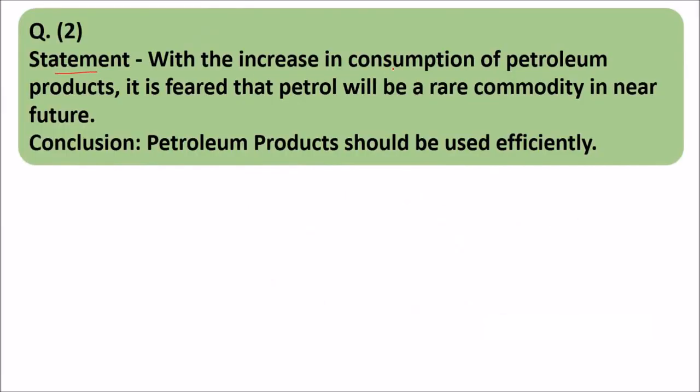Statement: with the increase in consumption of petroleum products, it is feared that petrol will be a rare commodity in the near future. Conclusion: petroleum products should be used efficiently. Now over here, what do we see in the conclusion? It is a sort of advice, okay? Whenever in a conclusion there is an advice or it is a result of something, like an effect, a result of something given in the statement, or there is an advice which is related to the statement, it is always correct.